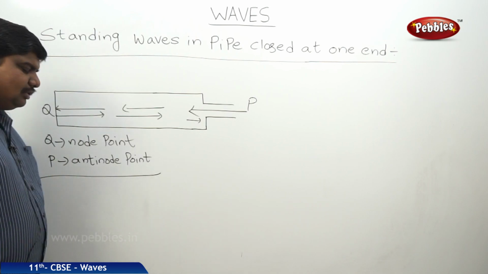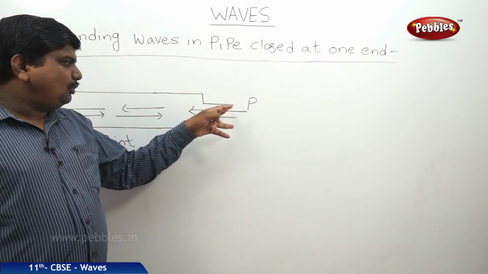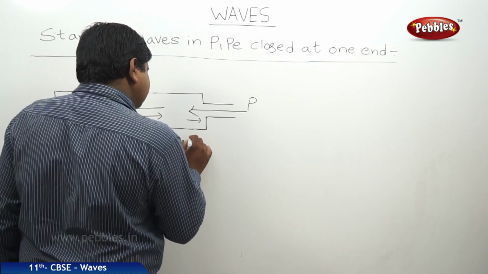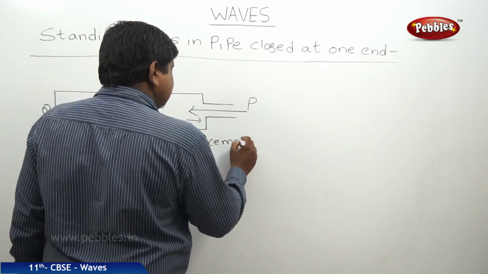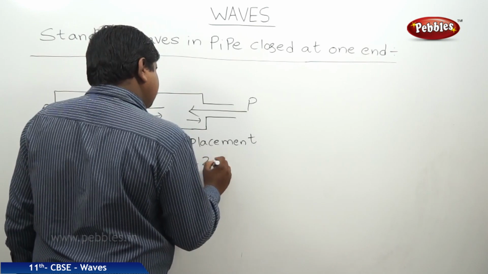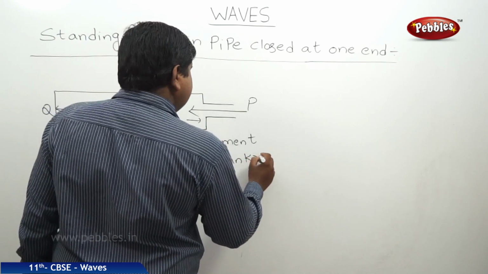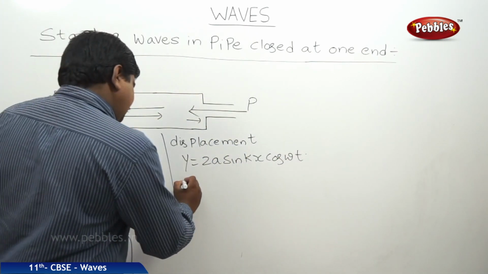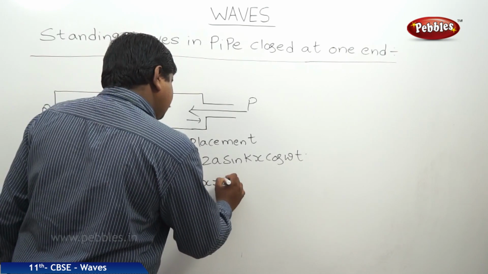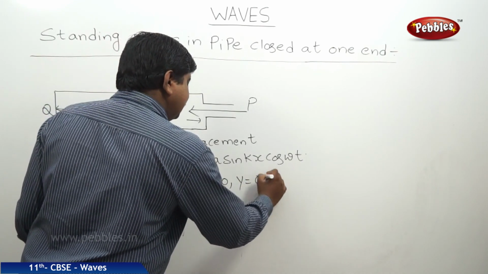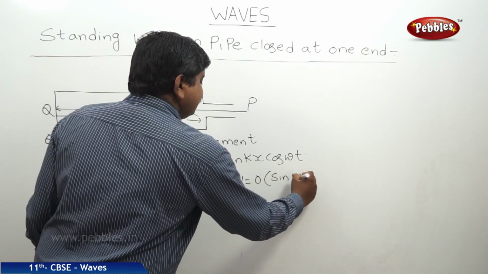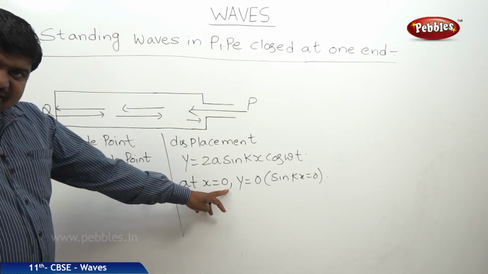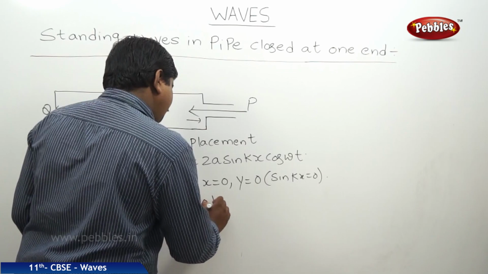If this is the case, what we can understand is we know the distance between node and antinodes. So the displacement y is equal to 2a sin kx cos omega t. At x is equal to 0, y is equal to 0, because sin kx will become 0. So where displacement is becoming 0 at position x is equal to 0, that's why it is the node point equation.